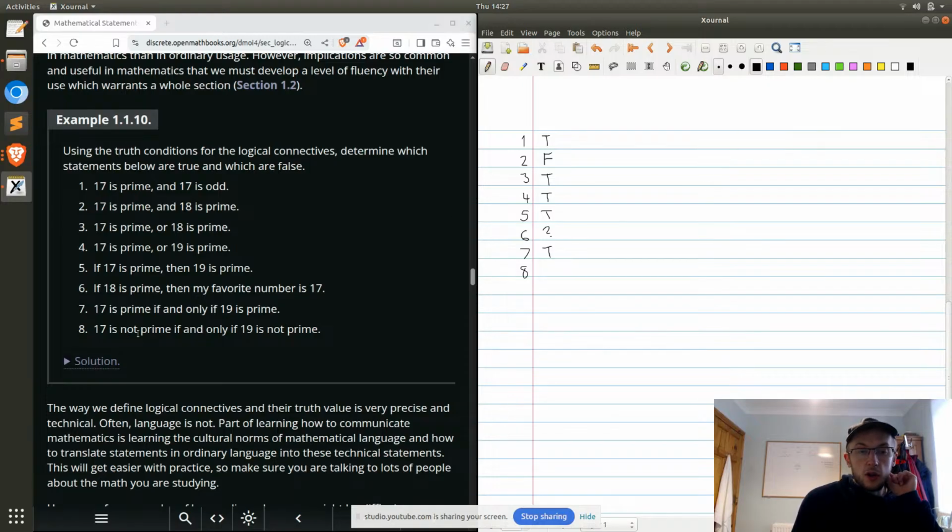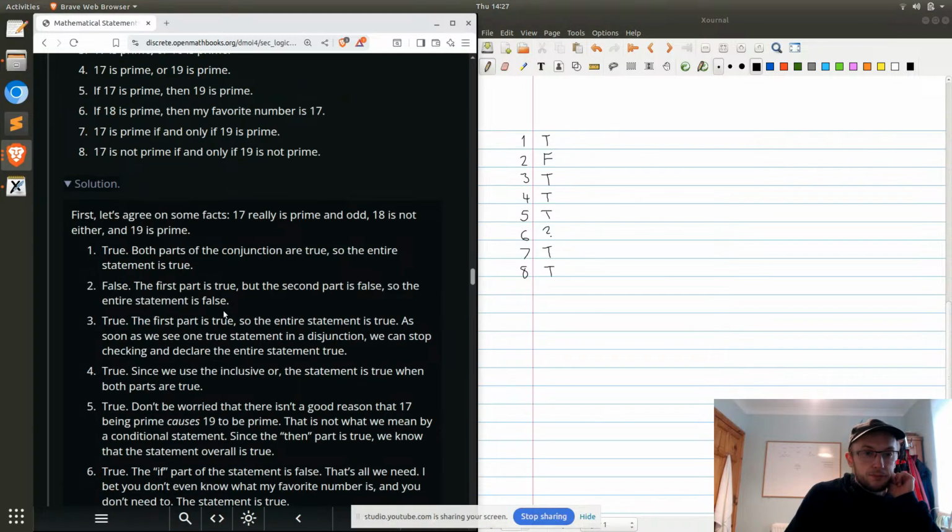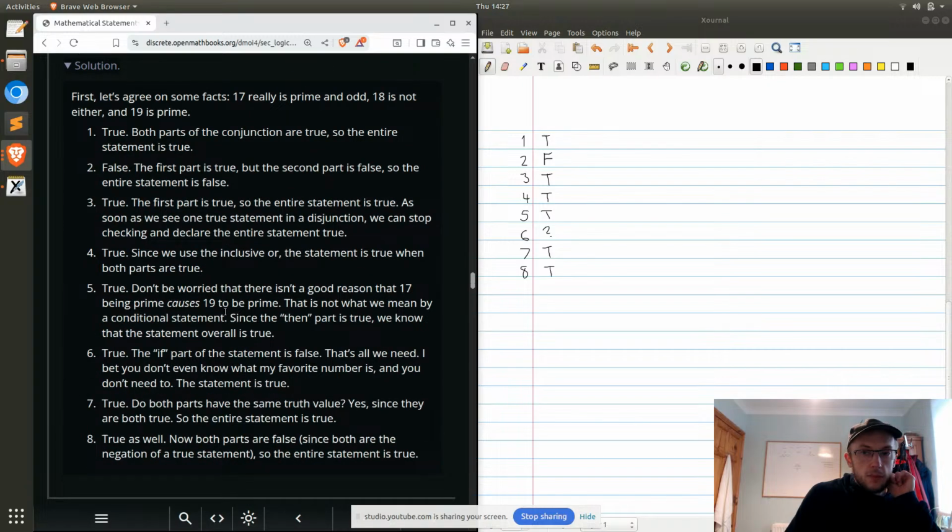Notice, though, the atomic statement is 17 is prime, and the other atomic statement is 19 is prime. This is a negation, and this is a negation, and this is a biconditional connecting them. So it's a molecular statement with 3 logical connectives. But anyway, it evaluates as true. So the sixth one, I don't know.